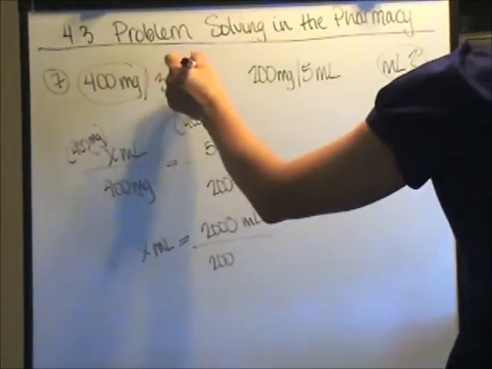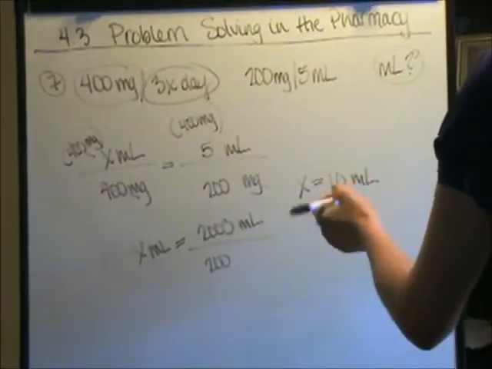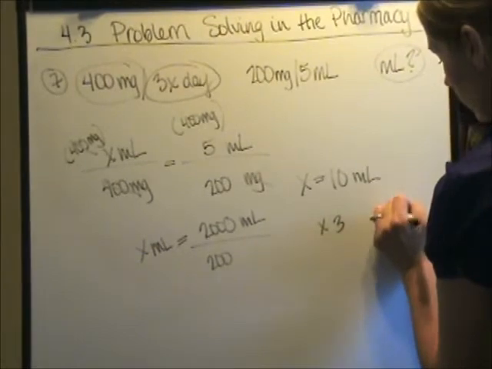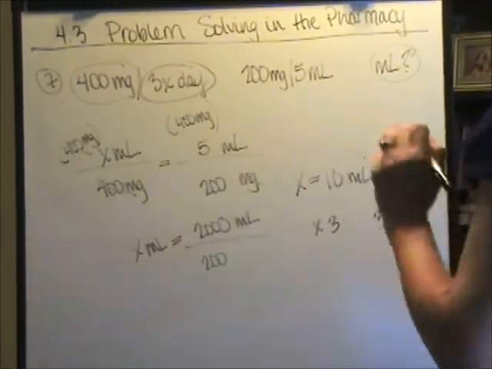Now don't forget, they're taking it 3 times a day. So they're going to take 10 ml 3 times. So their total daily dose is 30 ml, but the morning dose, only 10.